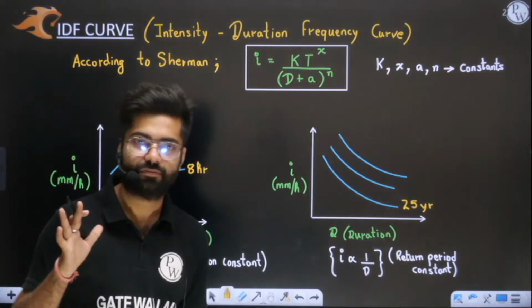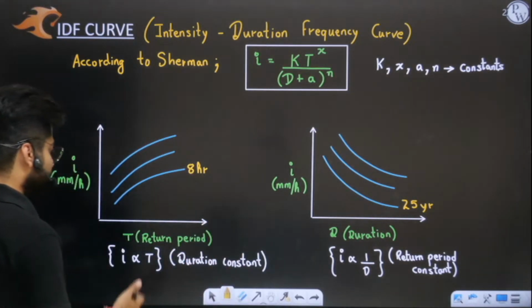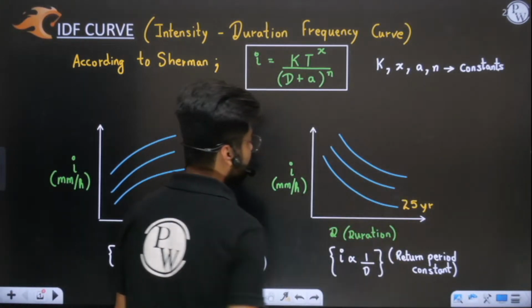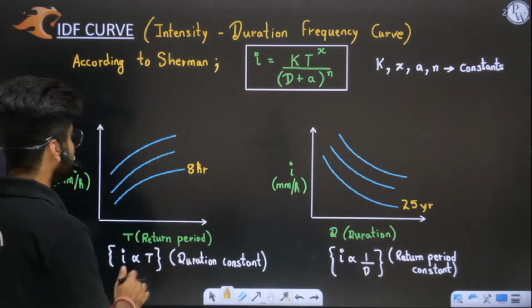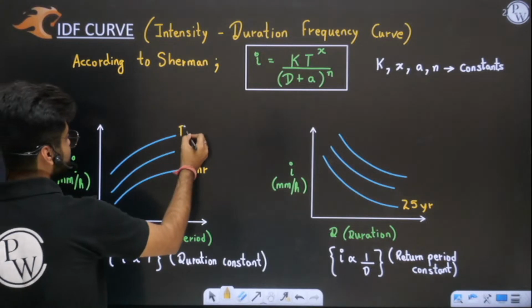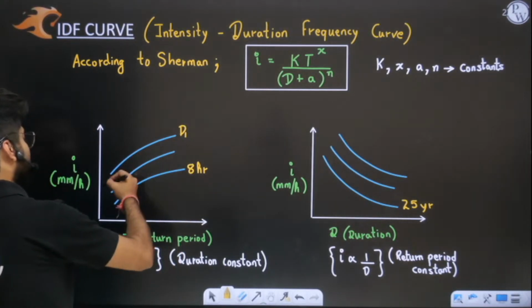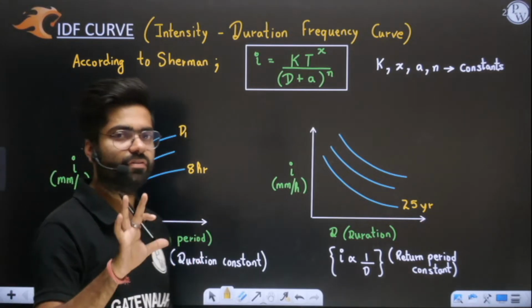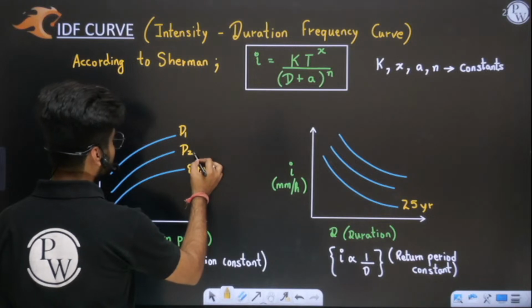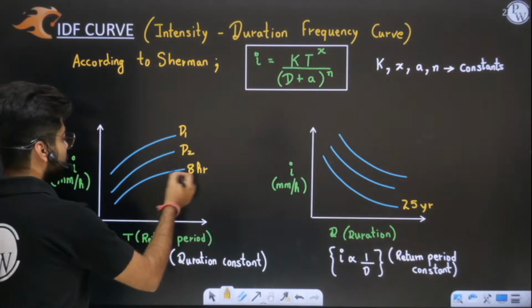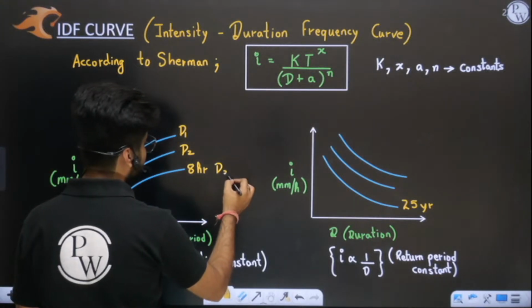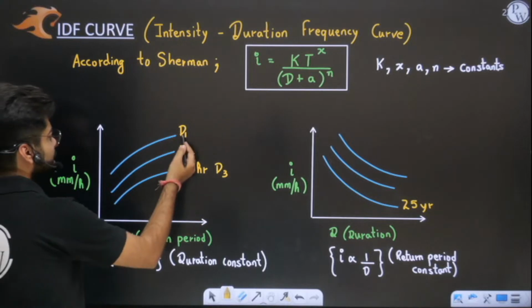Now I have one more question. Let me see if you are able to understand this or not. Let us say we have a question in the GATE examination. It is written that on this entire I versus t graph we have a constant duration of d1. On this second graph we have a constant duration d2, and on this third graph, which is also plotted between I versus t, we have duration d3.